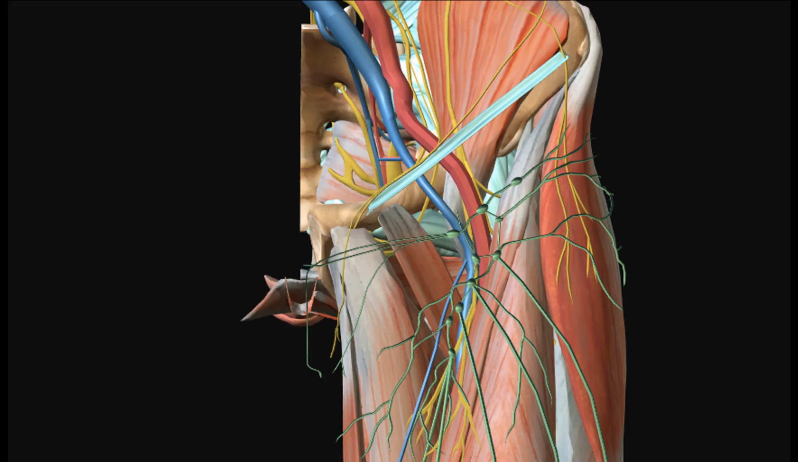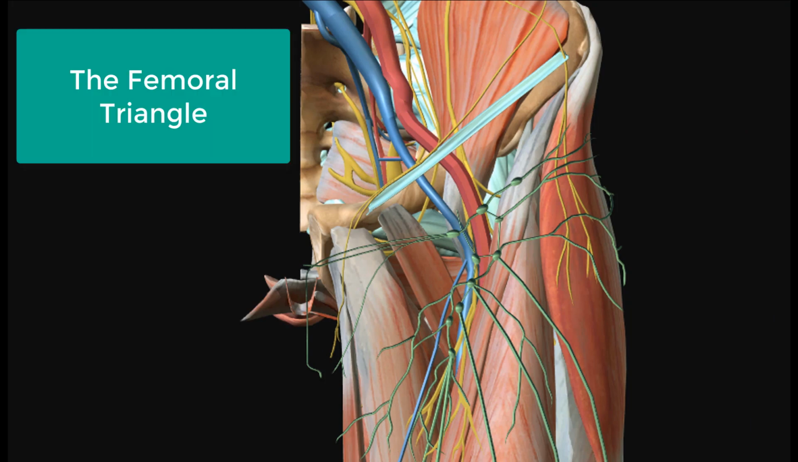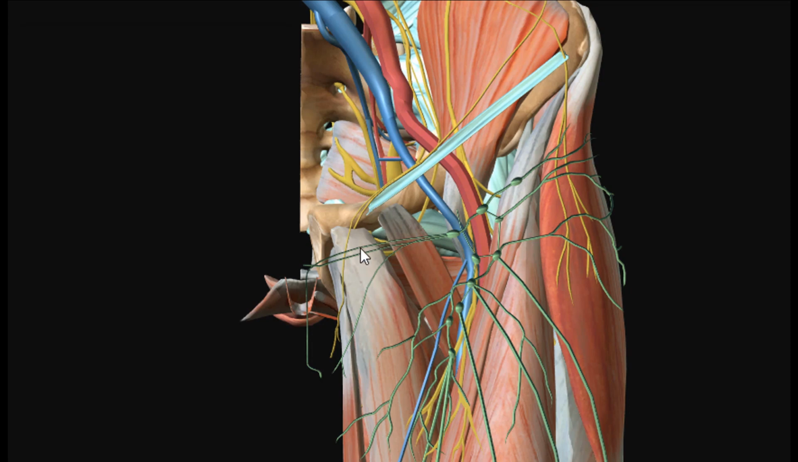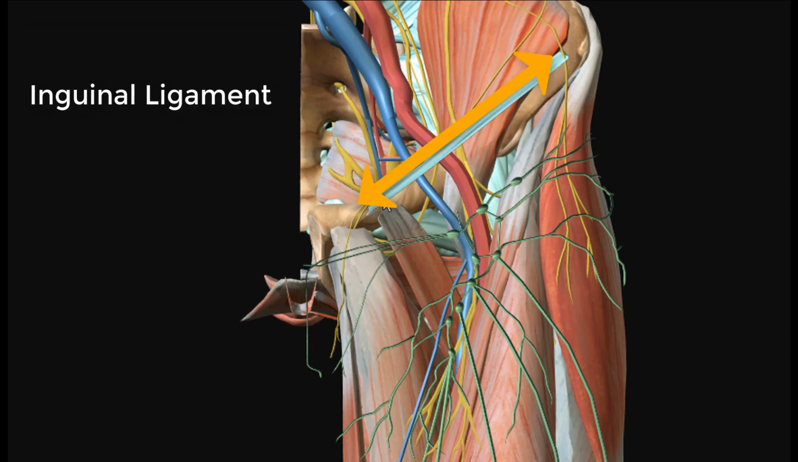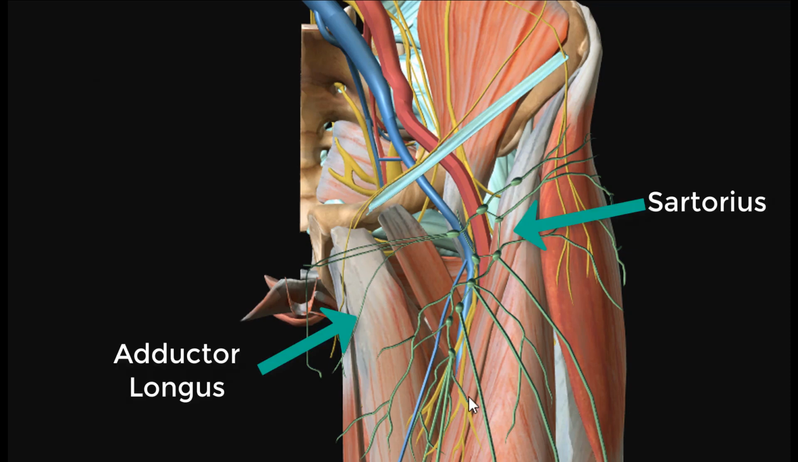And now we're going to look at an important region known as the femoral triangle. The femoral triangle is a region beneath your skin which is bounded superiorly by the inguinal ligament, medially by the adductor longus, and laterally by the sartorius, and several important structures run through this triangle.